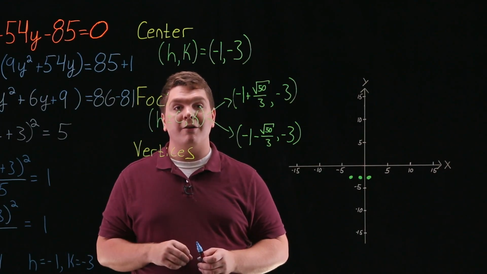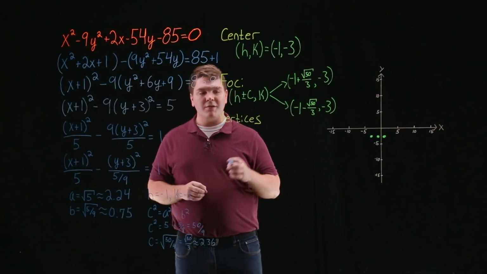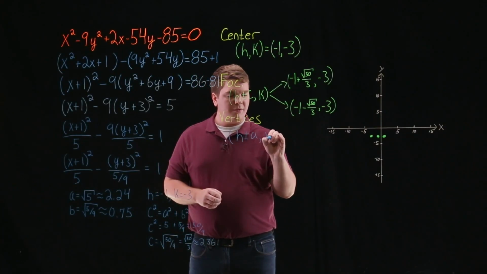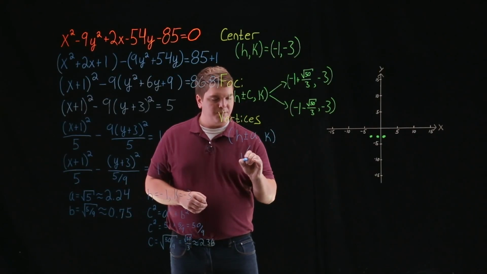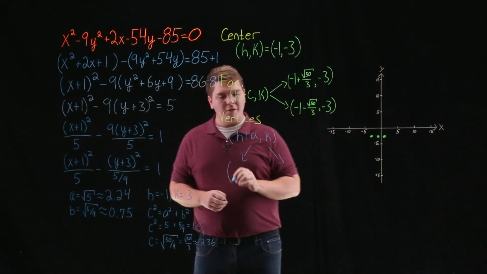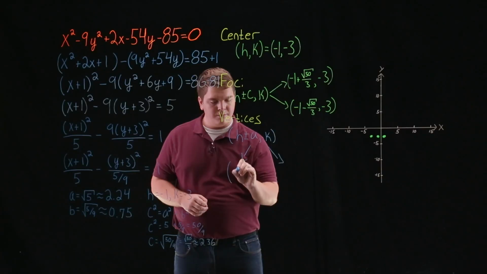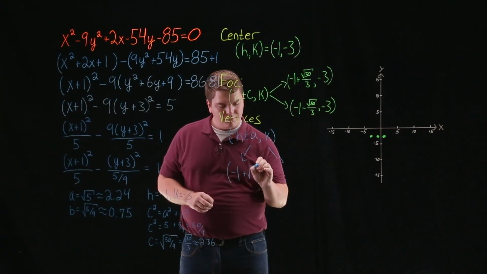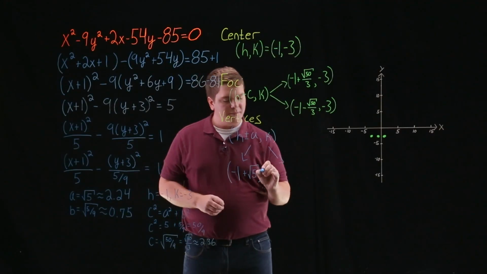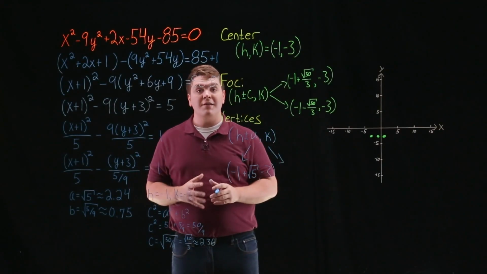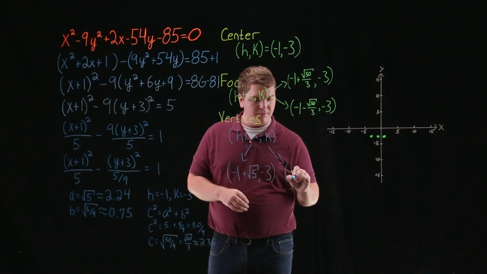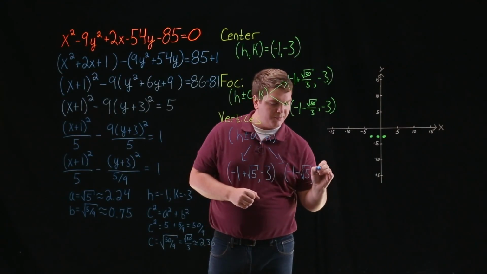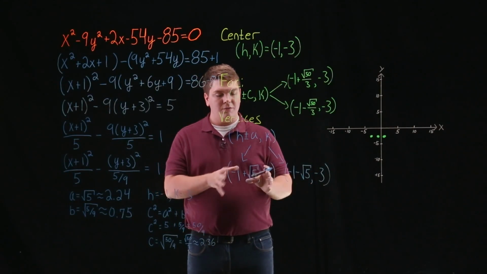So the next thing we want to do is find our vertices. So since our hyperbola opens horizontally, our vertices are going to be given by h plus or minus a, k. So this is going to give us 2 vertices. The first is going to be our h value, which is -1, plus our a value, which is square root of 5, and our k value remains the same, -3. And our second vertex is going to be h, which was -1, minus a, which is the square root of 5, and our k value is -3 still. So now we have our vertices.